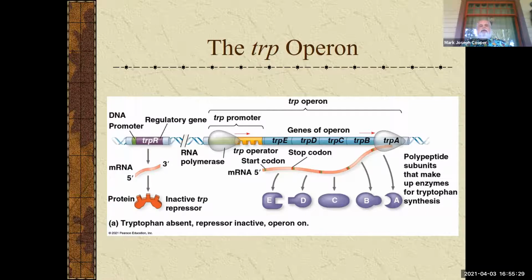So anyway, here's what you need. What you have to understand is that this is a repressible operon. When there's no tryptophan, the repressor is inactive and your operon is on. So if you don't have tryptophan, if you're not eating turkey and you're running out of it, basically this operon is on, the repressors are not working, and you're making tryptophan.